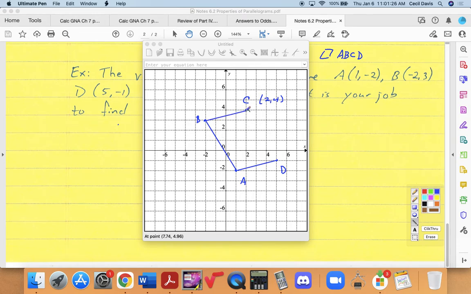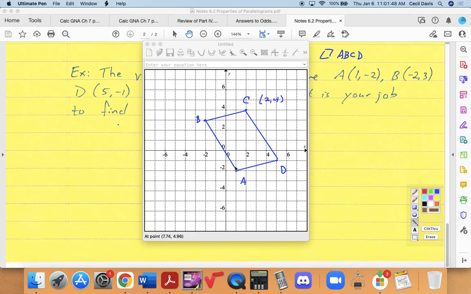Is that it? That's it. And again, the only difficulty in this is that if you don't pay attention to the order of the letters, I could have drawn a completely different parallelogram.